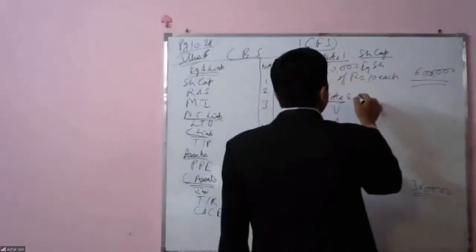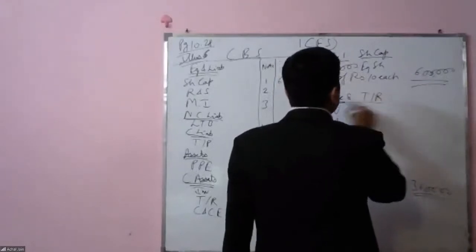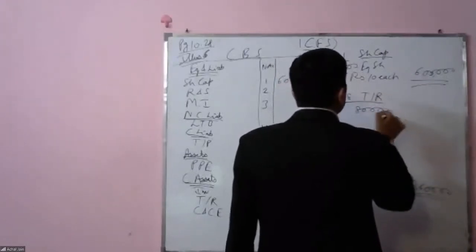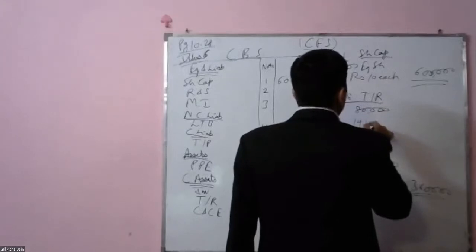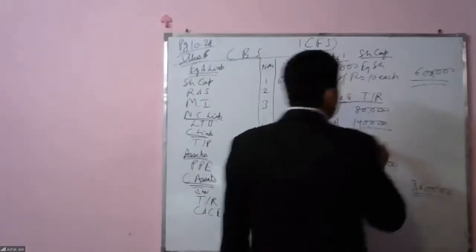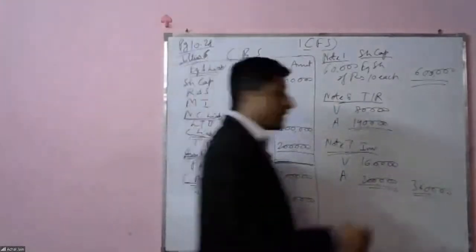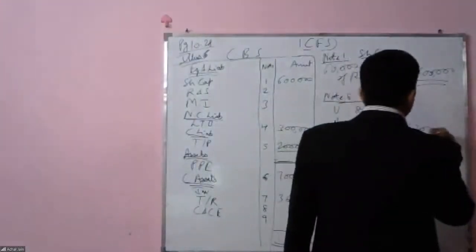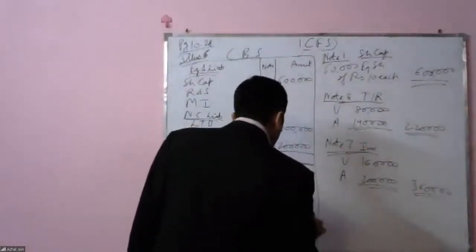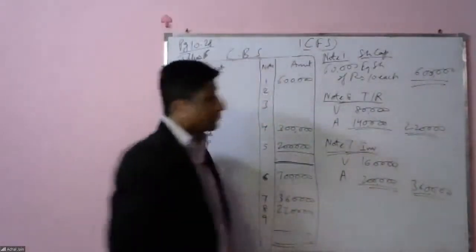Note number 8. Trade receivables, 80,000 and 1,40,000. So what does it become? 2,20,000. So this will become 2,20,000.